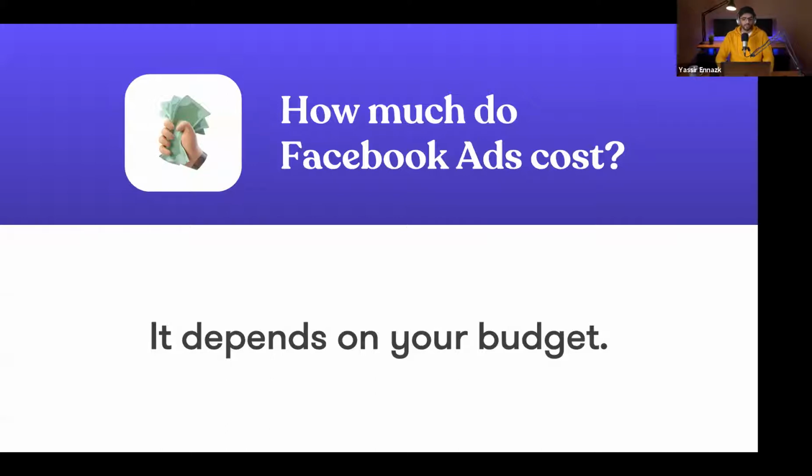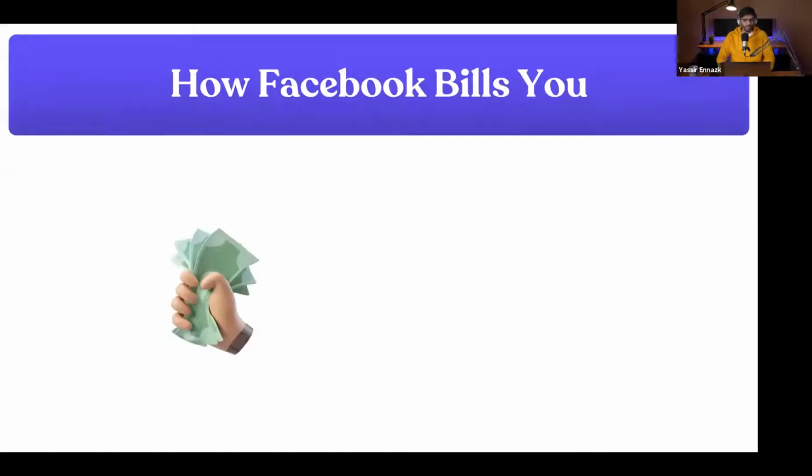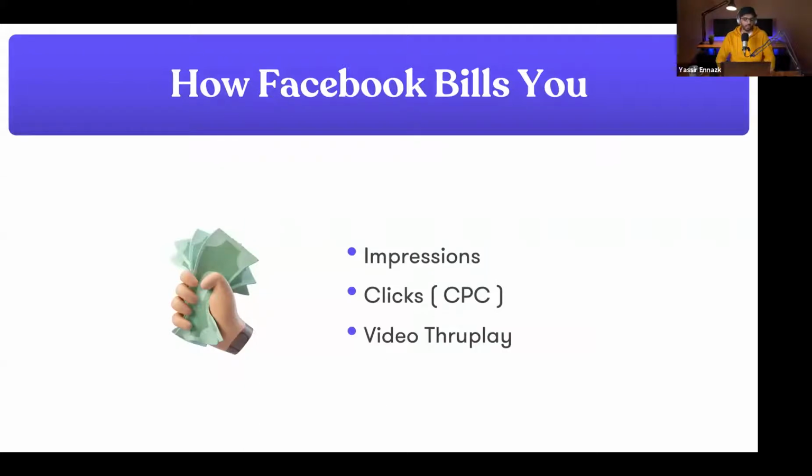So in order to understand the cost of Facebook ads, we need to understand how Facebook actually bills you. How does Facebook decide how much you need to pay for your ads? There are different ways Facebook is able to bill you, mainly three ways, actually. Impressions. So you are going to pay a small amount of money every time someone sees your ad. There are clicks. You can be charged for clicks, that is, every time someone clicks on your ad. And then there is video ThruPlay. You pay for video views essentially.